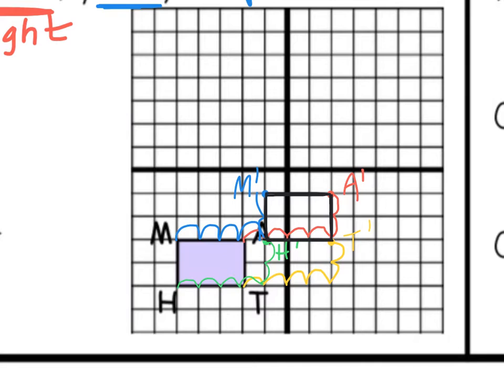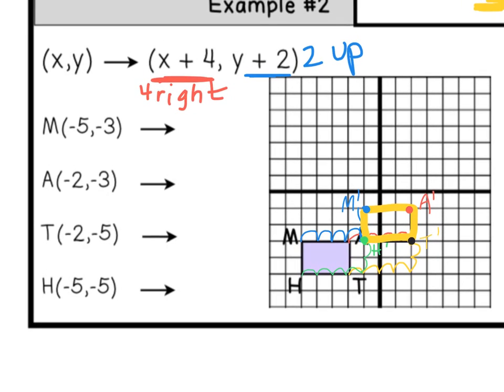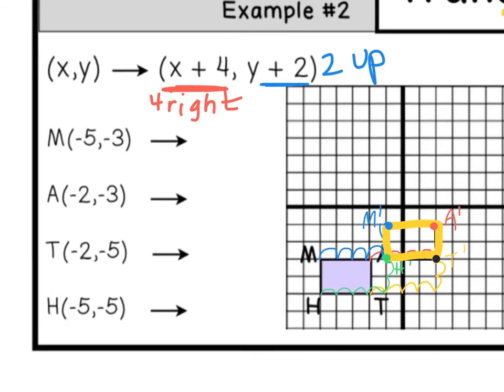So now I want to clean this up a little bit. Let's make these points bigger. There's our M, our A, our T prime is there, and our H prime is there. And let me just trace this in yellow so you can see. Here's our new block. Okay, 4 units to the right and 2 units up. Okay, so our next step is to write the ordered pairs.